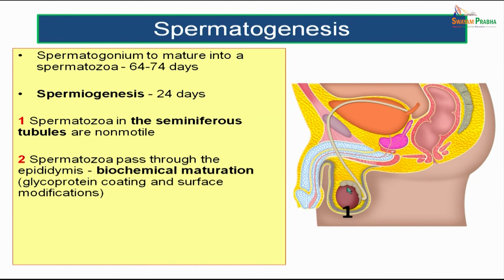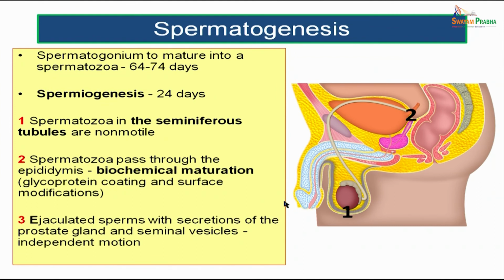So, the spermatozoa will pass through the epididymis, and while passing through it, they undergo a biochemical maturation process. What is meant by biochemical maturation process? It is just a formation of glycoprotein coating and surface modifications. After this, they will be capable of moving on their own. So, this is the epididymis, and finally, it will reach the ejaculatory duct, and it will be ejaculated along with the secretions from the prostate gland and the seminal vesicle. You have the prostate gland and you have the seminal vesicle.